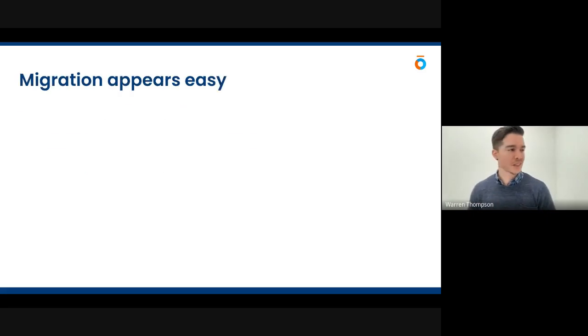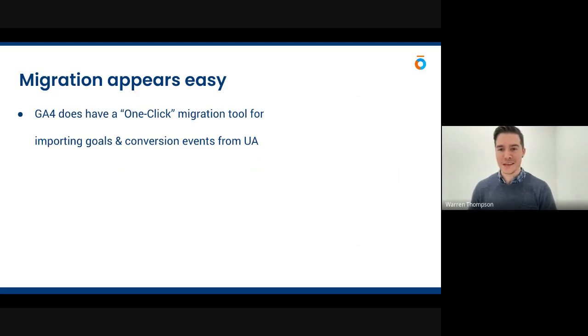So migration appears easy. You might even notice this when you're going to migrate to GA4. GA4 has this one-click migration tool for importing goals and conversions from Universal Analytics. So a goal, a conversion, or an event is basically an action that someone takes on your site. So if someone makes a purchase, or if they add something to their cart, these are events that you would have had to set up as custom actions on your site and on your current Google Analytics. So maybe it was your marketing agency or your web developer that set these things up for you.